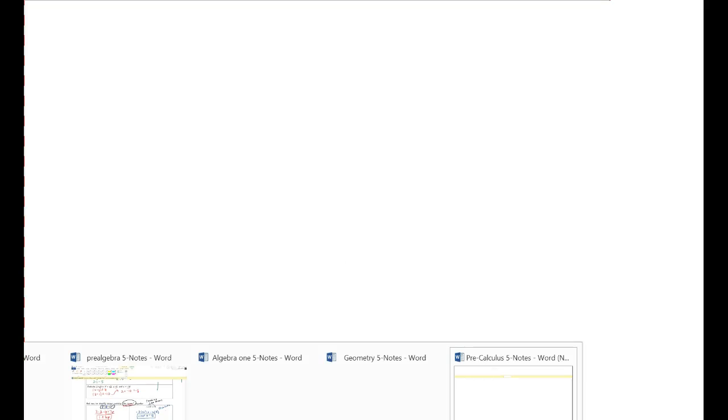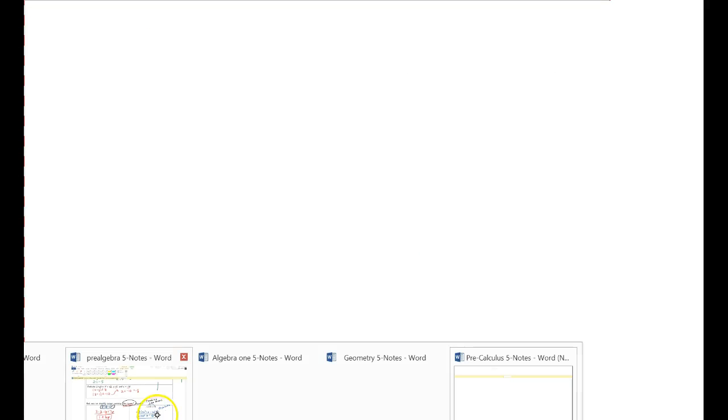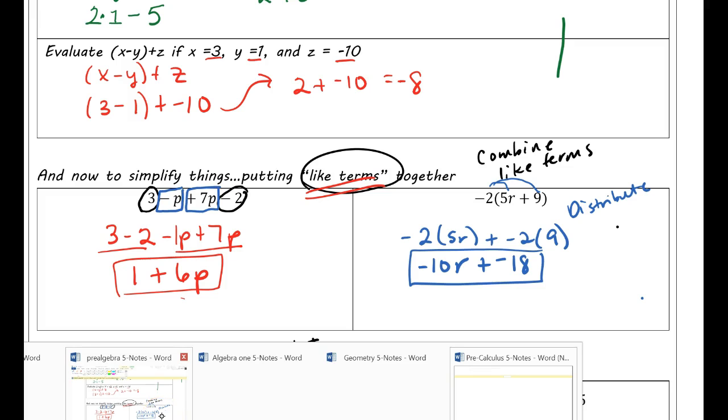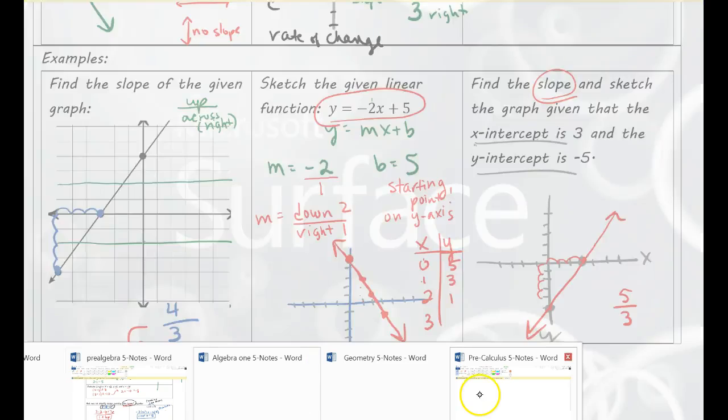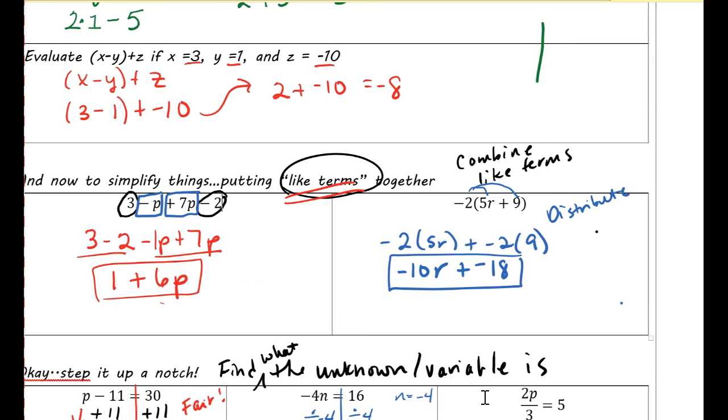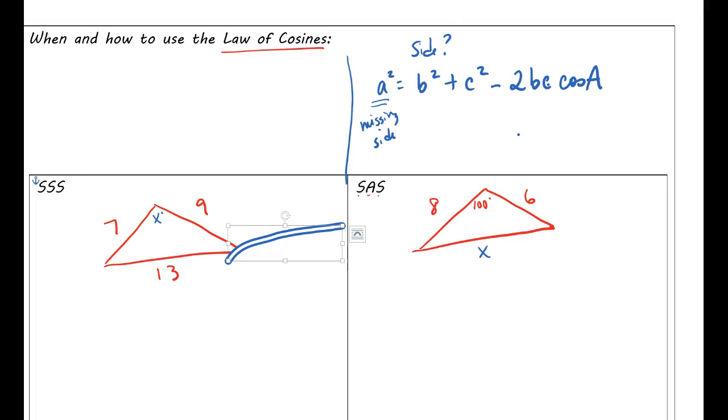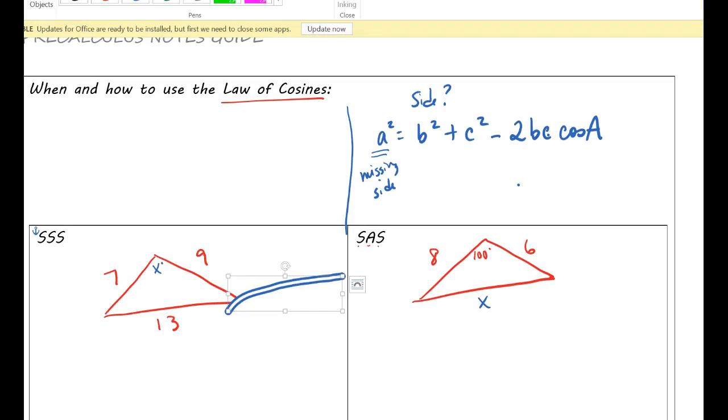Hold on, I lost the page. Hold on a sec. This is weird. Hold up. I don't know what that was except for weird. Okay. So hopefully we will get that under control. All right, so sorry about that.